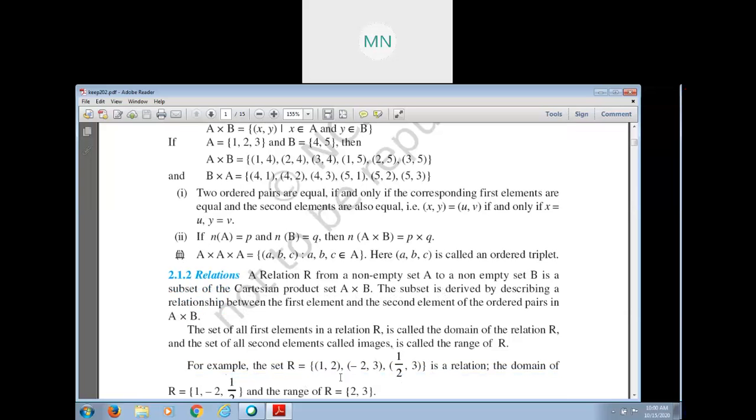For example, suppose R is {(1, 2), (-2, 3), (1/2, 3)}. Suppose this is a relation. Then what is the domain of this relation?